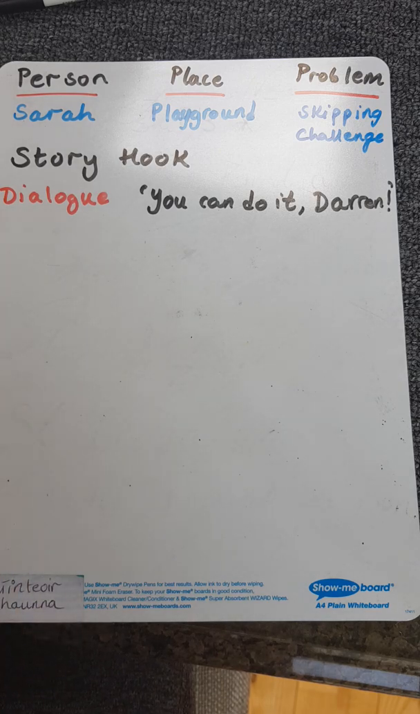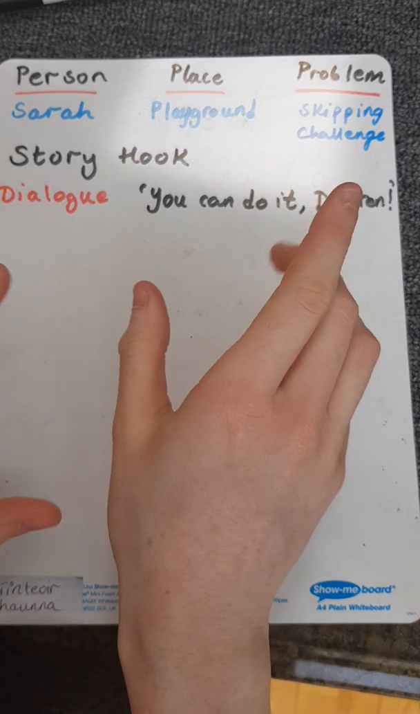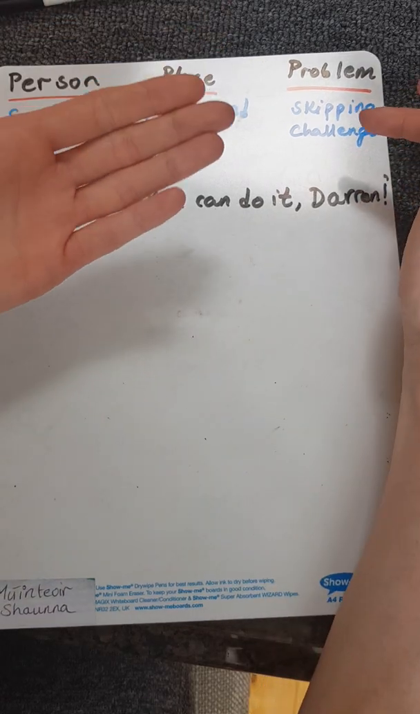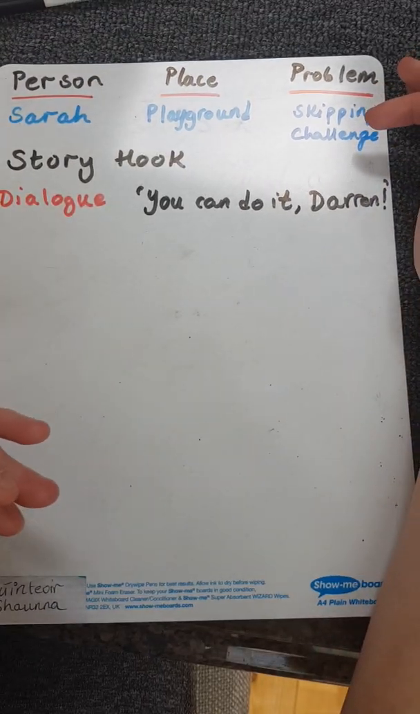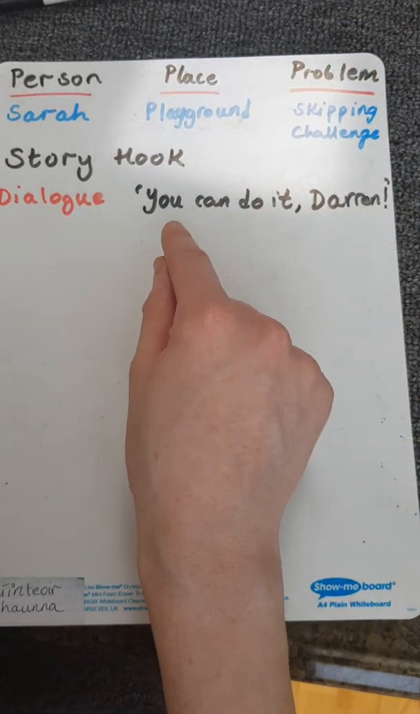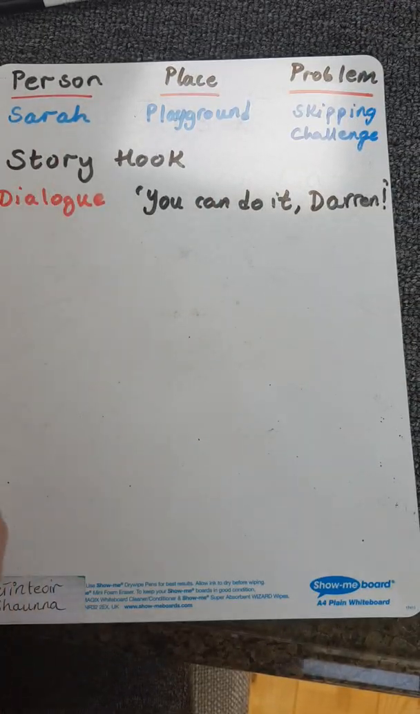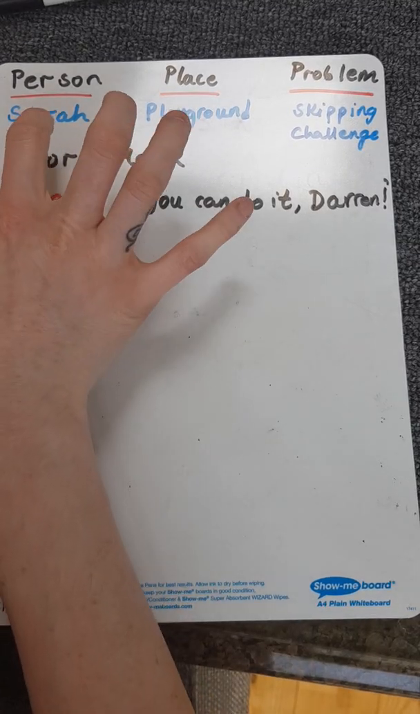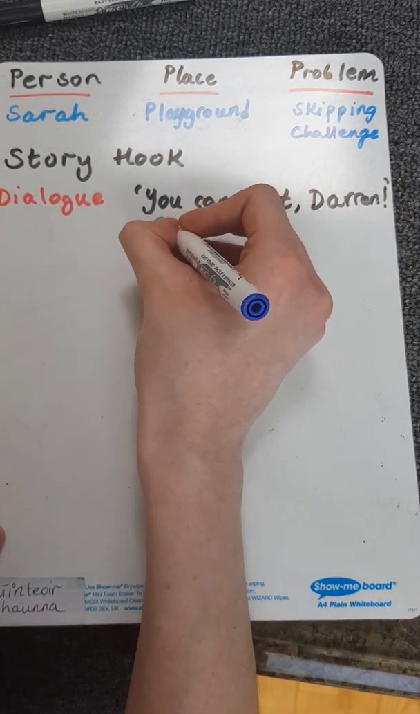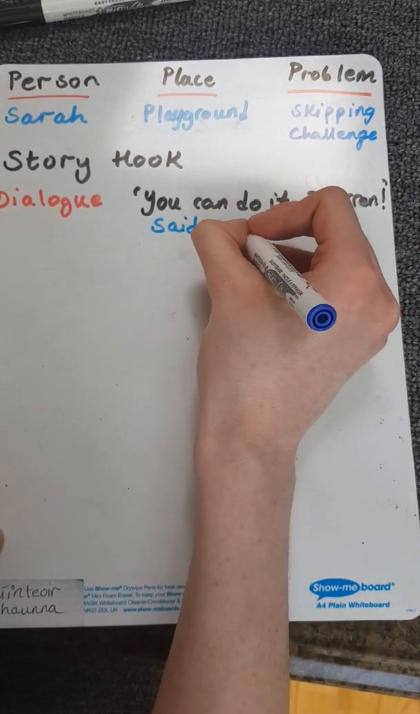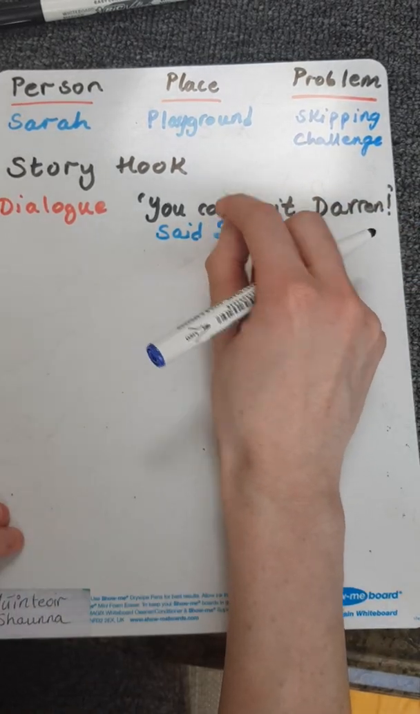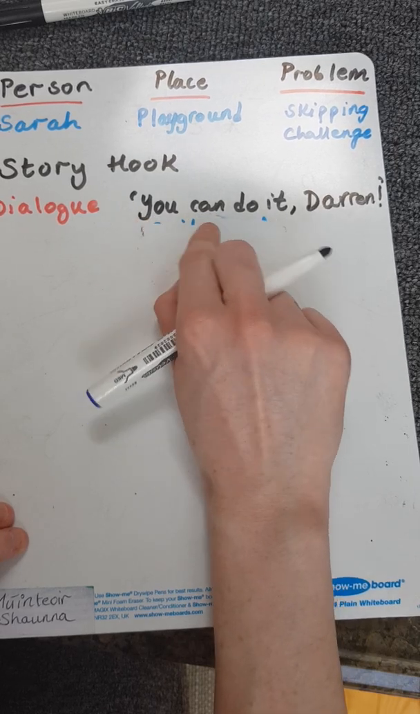Now, straight away, if that's the first line that we see in a sentence, now bear in mind, boys and girls, Darren, I'm making that name up. He will be the boy that is going to have to complete the skipping challenge and is very nervous about it. So I might start my story by saying, come on, you can do it, Darren, or you can do it, okay? Said Sarah. I don't even need to put in the said Sarah, okay? Capital S there. I don't even need to put in the said Sarah. I can just say, you can do it, Darren.